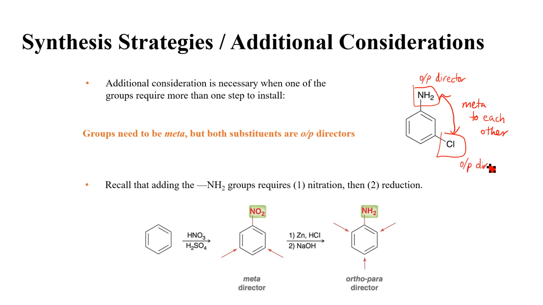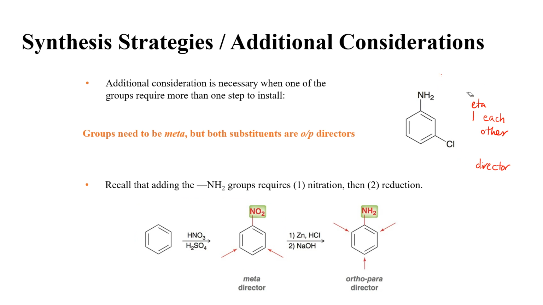Like, if you install one of the groups, then the next group is just going to be para, most likely, right? So these are meta to each other. What do we do about that? Well, first of all, you know that the only way to install an NH2 group, at least to your knowledge, is to first make it an NO2 group, right? Right over here. So before you make an NH2 group, it has to be an NO2, right?